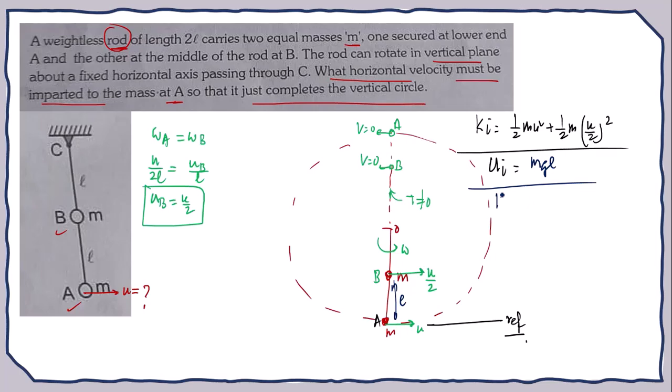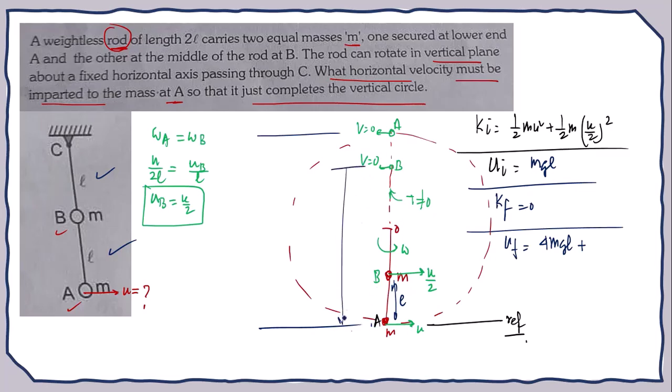Okay. Now similarly, kinetic energy final is equal to 0 because both the particles are at zero speed location. Now what is the final potential energy? Final potential energy should be equal to potential energy of A. A is at a distance of 4L from the reference, since the total length of the string is L plus L equals 2L. So 4 mgL plus potential energy of B. The potential energy of B is at 3L, from this point to this point, this distance is 3L. So 3 mgL. That means total potential is 7 mgL. Now I can equate these two numbers.